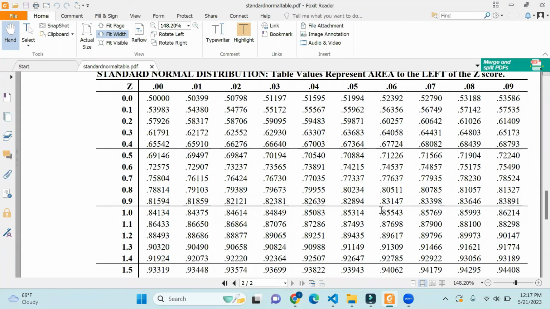Here is the table. In this method, we try to search a number inside the body of the table that either exactly matches or is the nearest one to the given probability. When this number is located inside the body of the table, we read the z-value corresponding to this number from the first column and the top row.